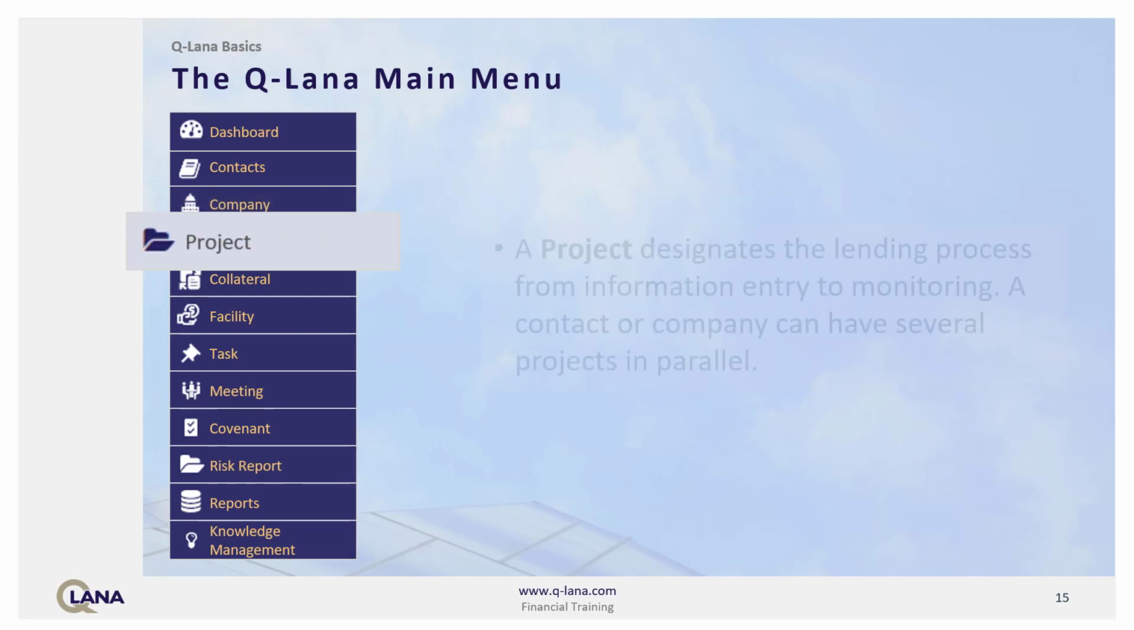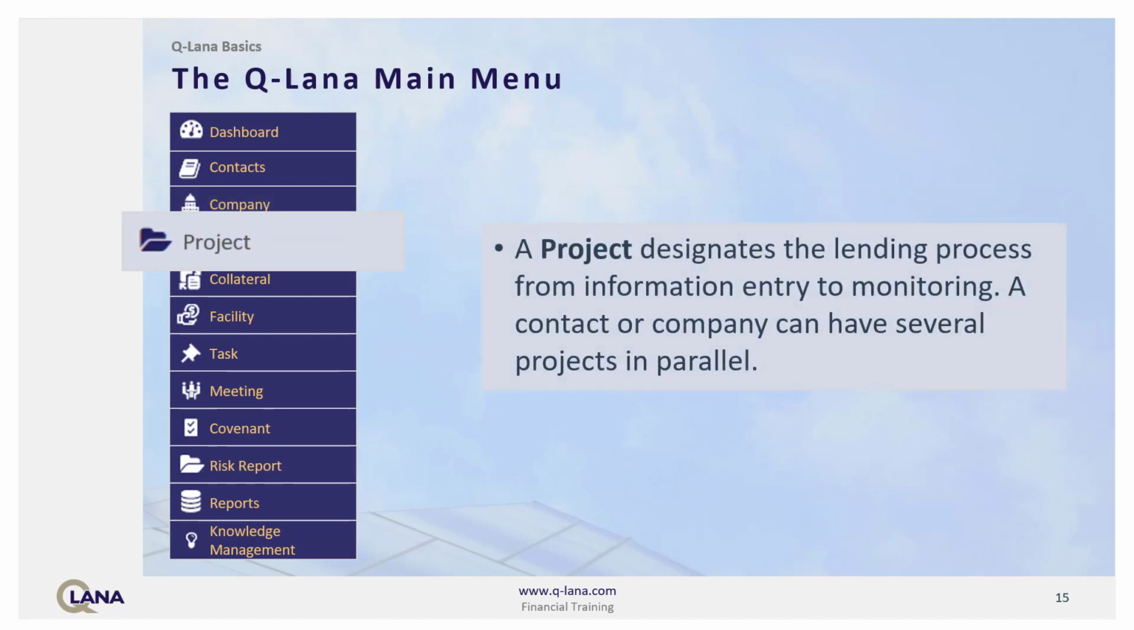A project relates to the lending process. When you start a lending process, you will start a project. The project will guide you through the various steps of the process, including the approval requirements, the pre-disbursement checks, and other activities. It includes the monitoring and collection support. Any company or contact can have one or more projects in parallel.